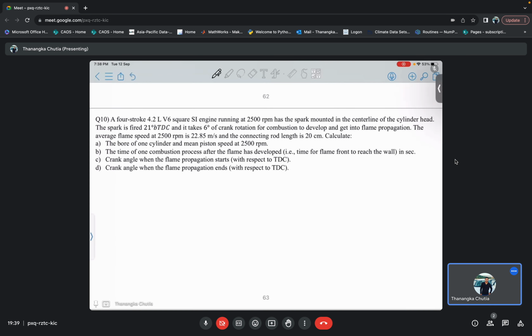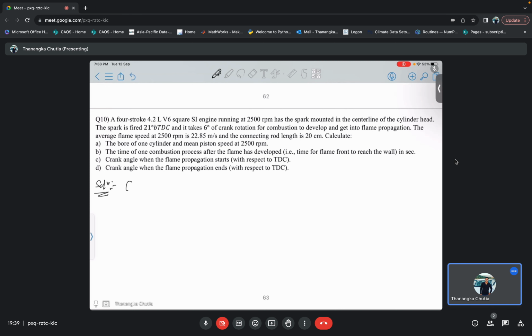The average flame speed at 2500 rpm is 22.85 meter per second, and the connecting rod length is 20 centimeter. Calculate the bore of one cylinder and the mean piston speed, the time of one combustion process after the flame has developed, that is the time for the flame front to reach the wall in seconds, the crank angle when the flame propagation starts with respect to TDC, and the crank angle when the flame propagation ends with respect to TDC.